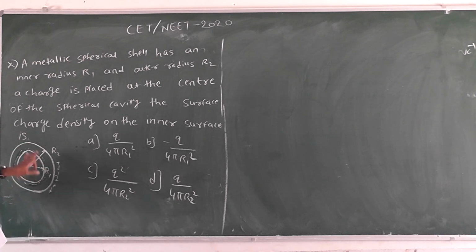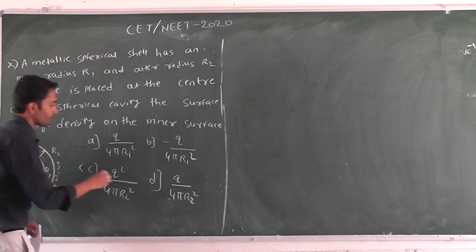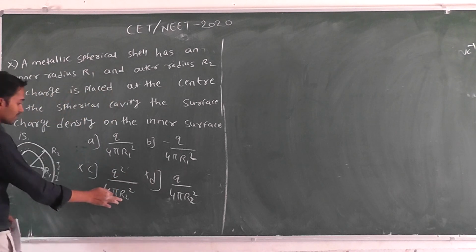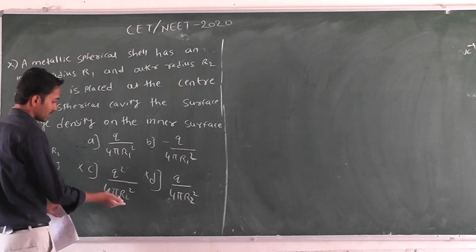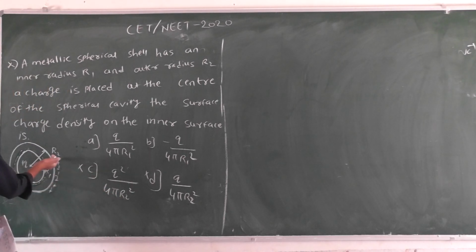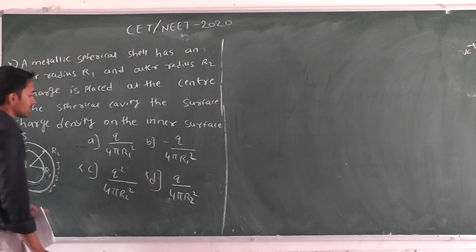So what are they asking? They are asking about the inner surface. The inner surface is nothing but we want the R1 value. So option C is cancelled. Option D is cancelled because they have given R2, R2. So they are not asking about R2. They are asking about R1. So these two options are wrong.